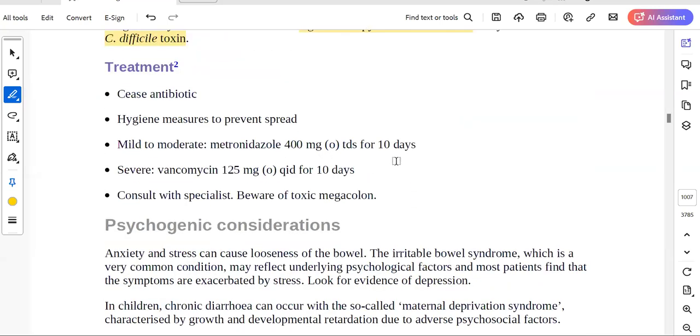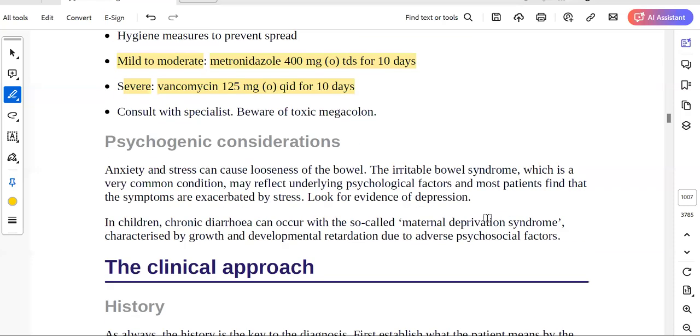If the patient is still on antibiotic, then you have to stop the antibiotic. That's the first thing that you would do. If it is mild to moderate, then metronidazole for 10 days. If it is severe, then vancomycin for 10 days is the treatment of choice. Okay.